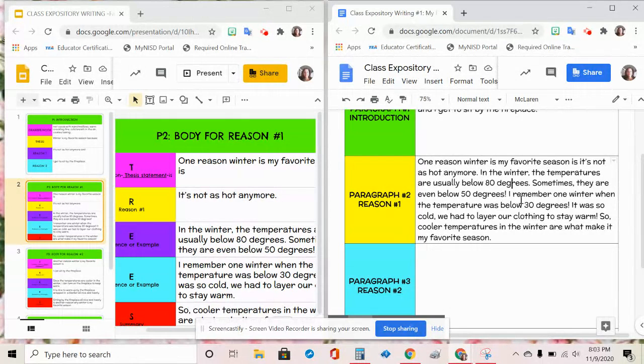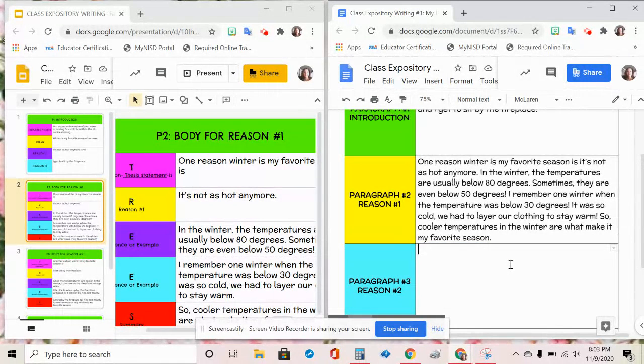One reason winter is my favorite season is it's not hot. It's not as hot anymore. In the winter, the temperatures are usually below 80 degrees. Sometimes they are even below 50 degrees. I remember one winter when the temperature was below 30 degrees. It was so cold we had to layer our clothing to stay warm. So cooler temperatures in the winter are what make it my favorite season.